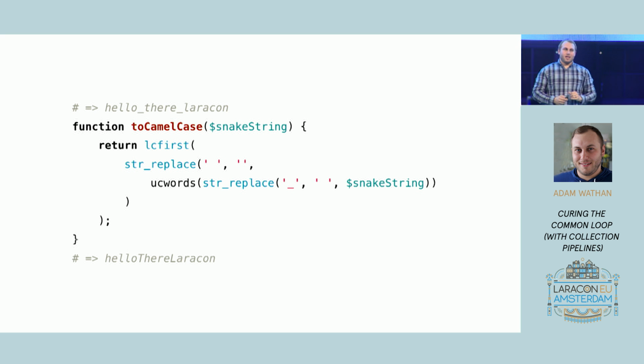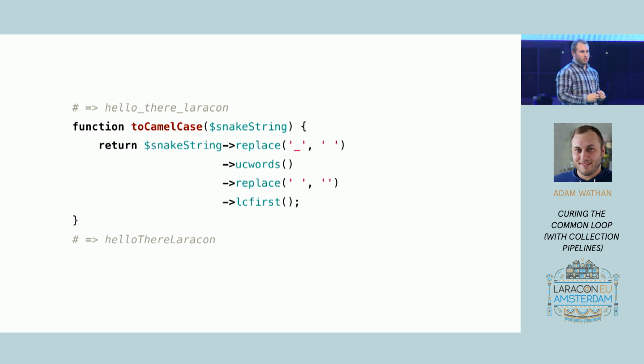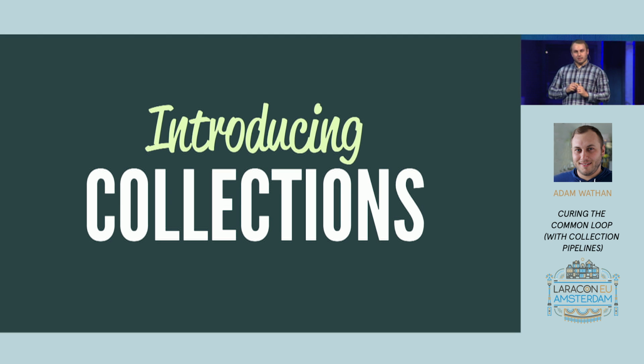It's hard to follow. Compare that to this kind of make-believe version. Imagine that strings in PHP were objects that had methods. We could take the snake string, replace the underscores with spaces, then uppercase the words, then replace the spaces with an empty string, effectively eliminating the spaces, and then lowercase the first character. And that would give us our camel case string. To me, this is a lot easier to read and a lot easier to follow than the version that we looked at before. Now, it's hard to do this with strings in PHP, but it's definitely something that we can do with arrays. And we can do that using collection objects.